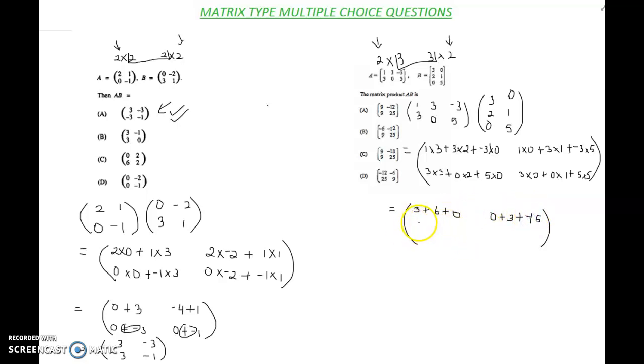And now 3 by 3 is 9, plus 0 by 2 is 0, plus 5 by 0 is 0. 3 by 0 is 0, plus 0 by 1 is 0, plus 5 by 5 is 25.